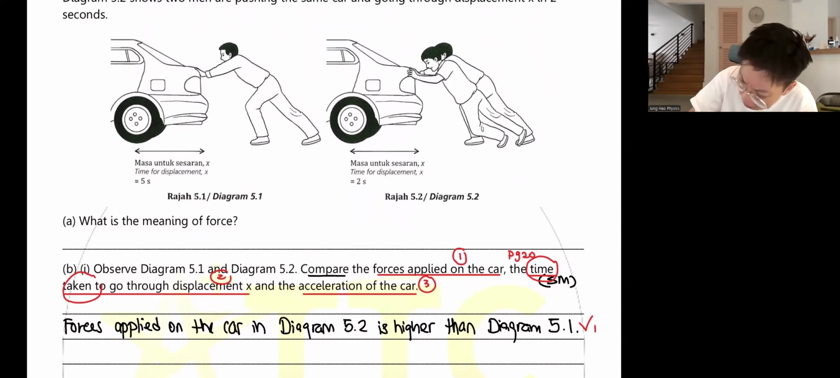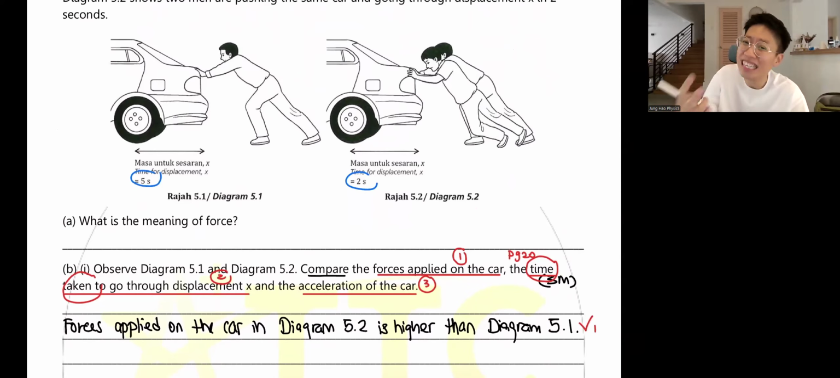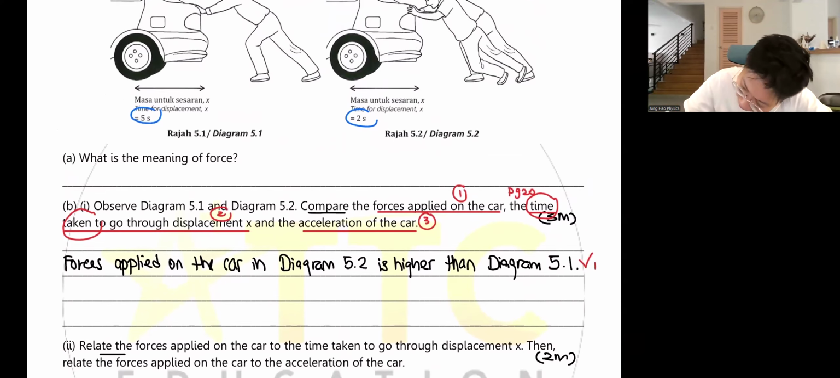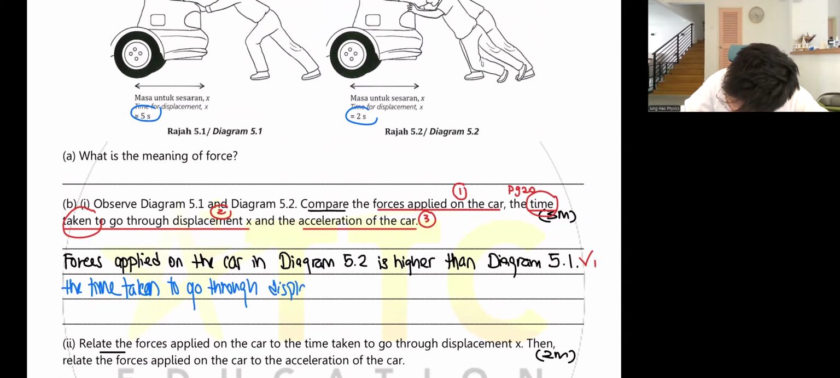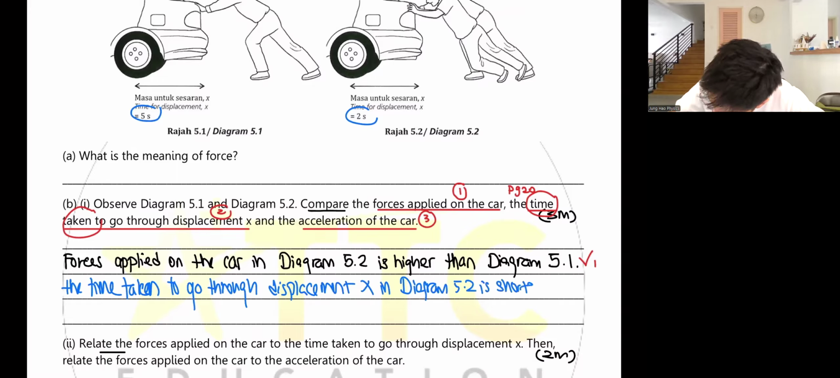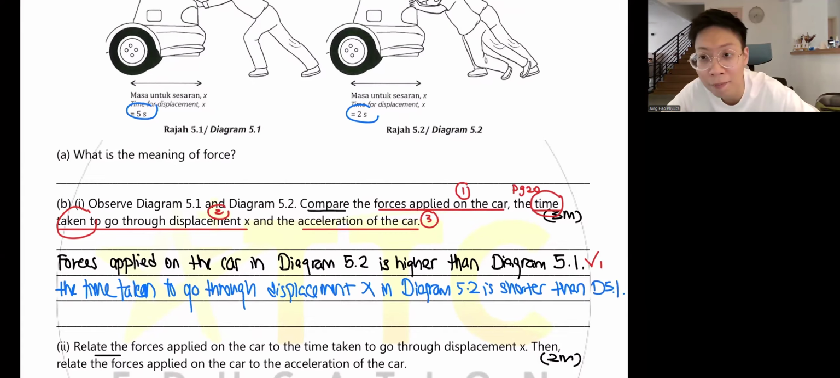So they already show you, right? They already tell you here 2 s, then they tell you here 5 s. So it's really given to you already, a free list for you. So then we're going to just copy the title again. We'll say that the time taken to go through displacement X in diagram 5.2 is shorter than diagram 5.1. Guys, not enough space.